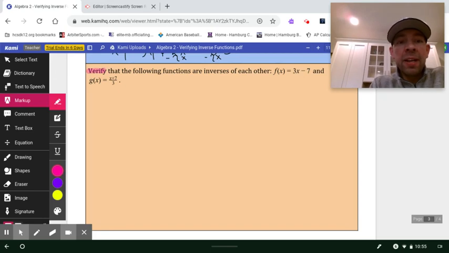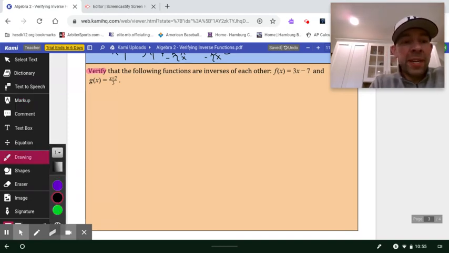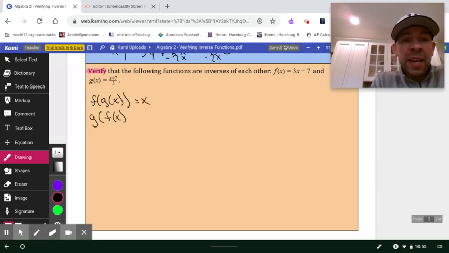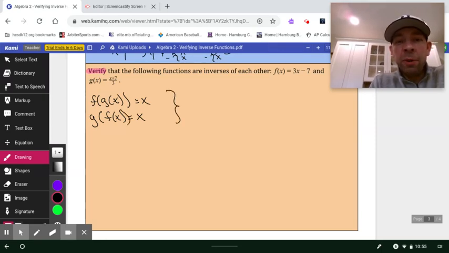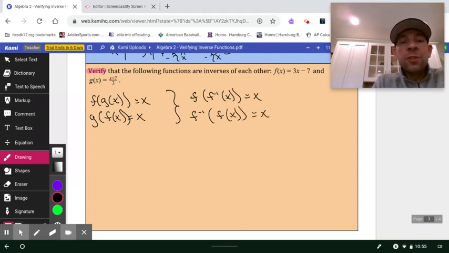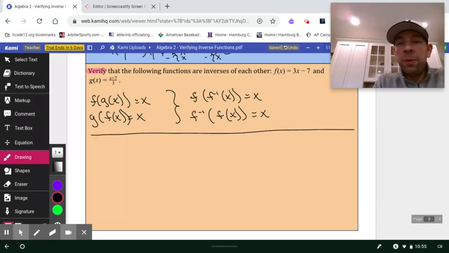So now we're shifting gears into a slightly newer topic, and you notice this word right out of the gates, verify. So we're trying to verify that f of x and g of x, as they've been given to us, are actually inverses of each other. And so reflecting back on our notes earlier, we said if they truly are inverses, then f of g of x has to equal x, and also g of f of x has to equal x. We rewrote it a different way: f of f inverse of x has to equal x, or f inverse of f of x has to equal x.